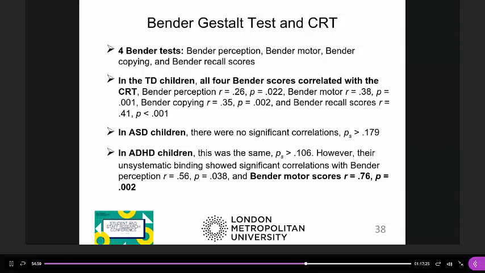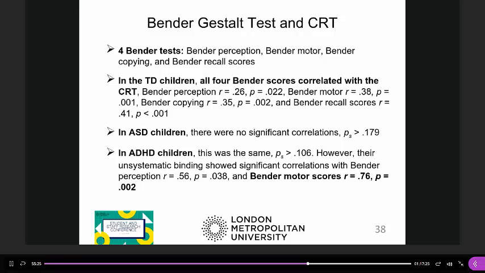So 1/3 of their abilities contributes to the common region test of their fine motor skills. So 30% of the differences between the children in the typically developing sample is explained by fine motor skills. In the children on the autistic spectrum, there were no significant correlations. And then we looked at the children with ADHD.